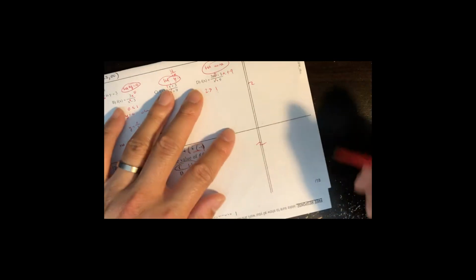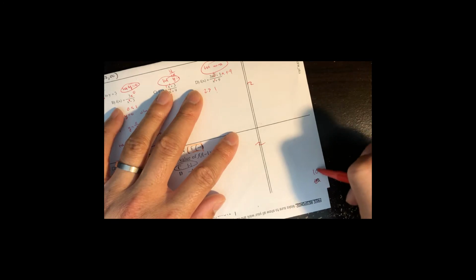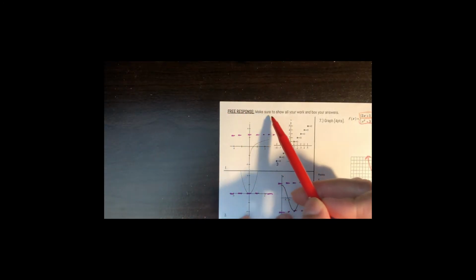And if we count the front side, 2 points here, 2, 2, 2, 2, then the front side is out of 10. Let's turn to the back side. Back side says free response. Make sure to show all your work and box your answers.